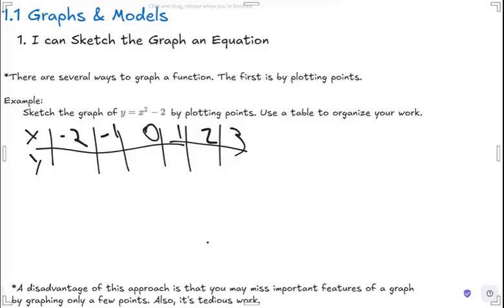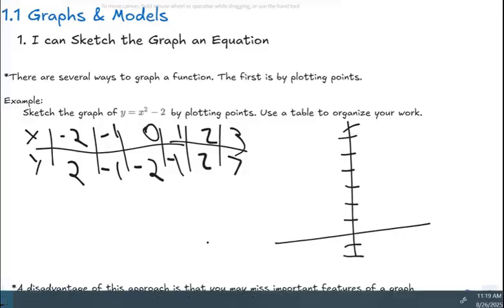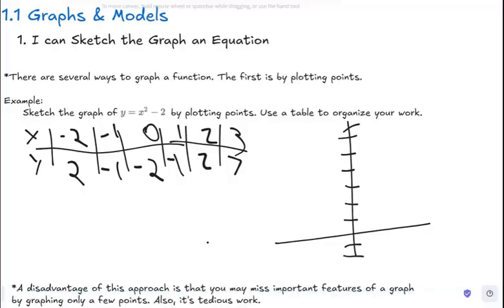So if you plug -2 in, squared is 4, minus 2 gives you 2. If you plug -1 in, you would get -1, 0 gives you -2, and then the rest would be -1, 2, and 7. So if we went ahead and plotted these points on a graph, -2 goes with 2, -1 goes to -1, 0 goes to -2, 1, -1, and then we just continue on, 3, and then 7. And if you connect them with a smooth curve, you'll see you get a parabola.